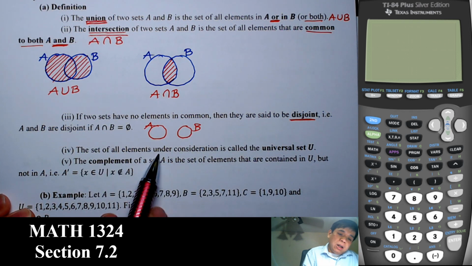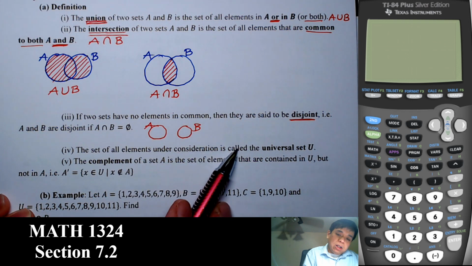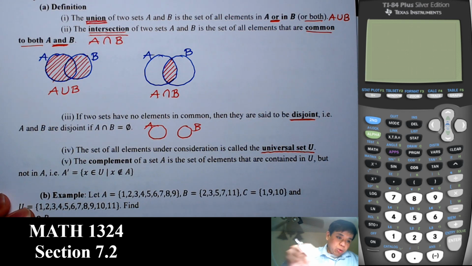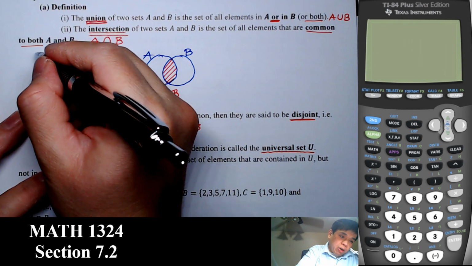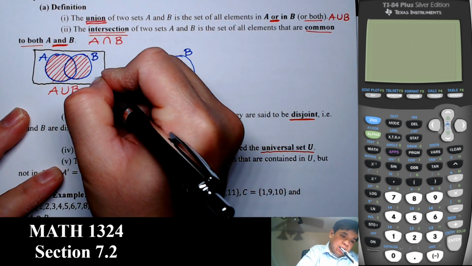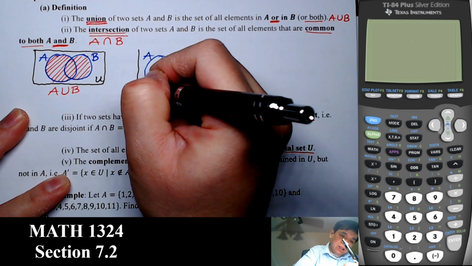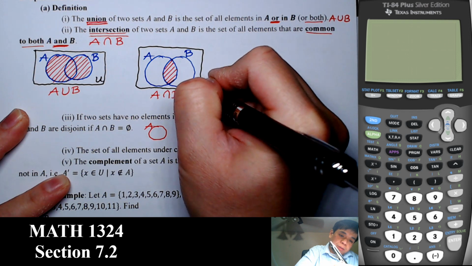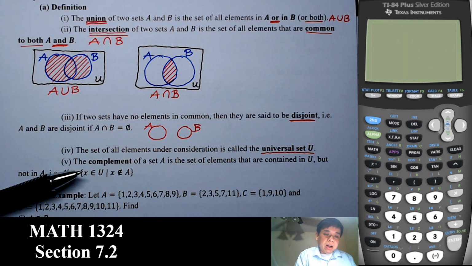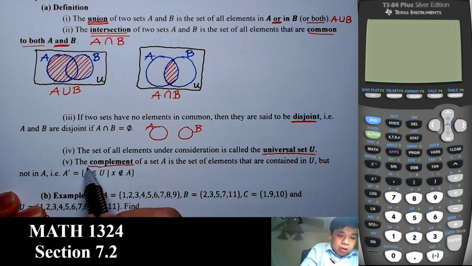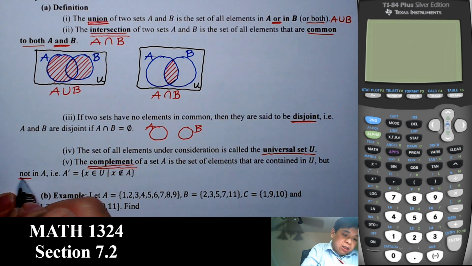The set of all elements under consideration is called U. So U is pretty much the set of everything. Usually in the Venn diagram we can draw a big set that contains everything, and that is called the universal set, or U. The complement of A is the set of elements that are in U but not in A. So the complement is characterized by the word not.